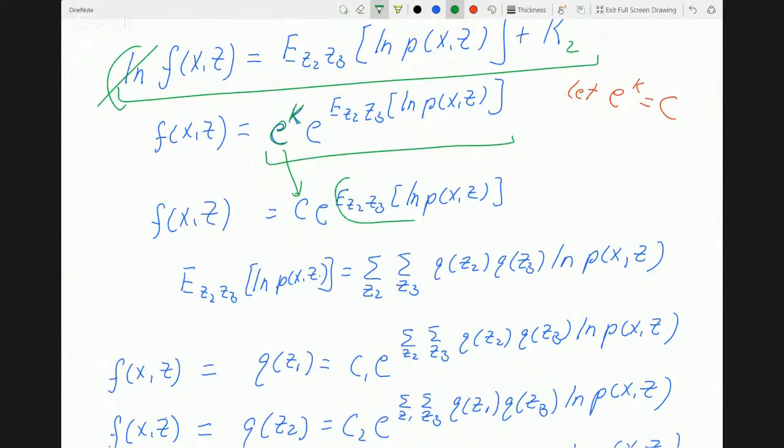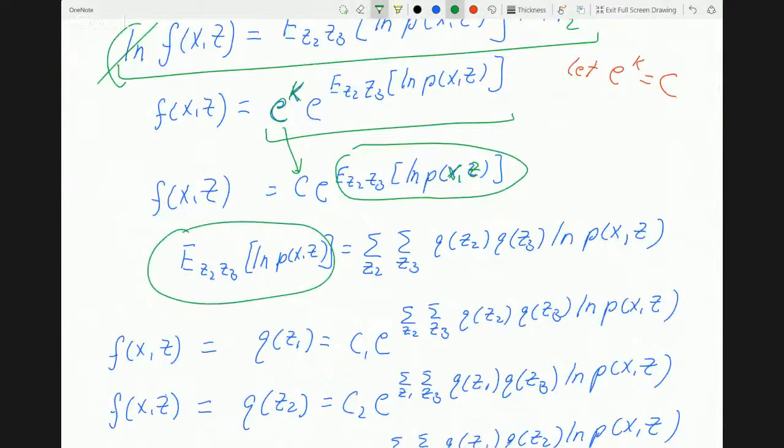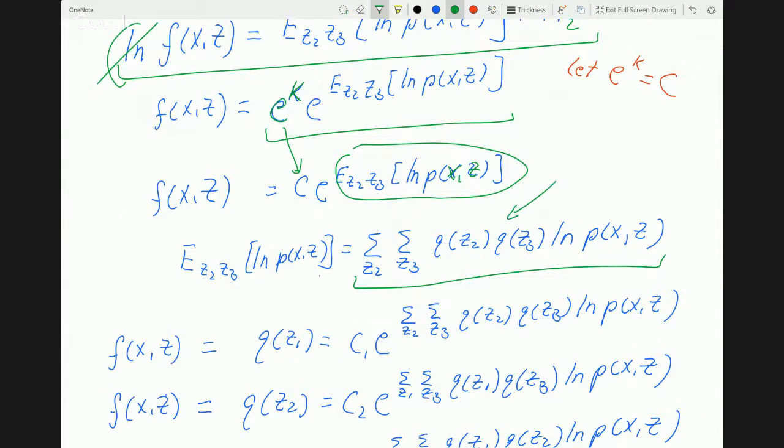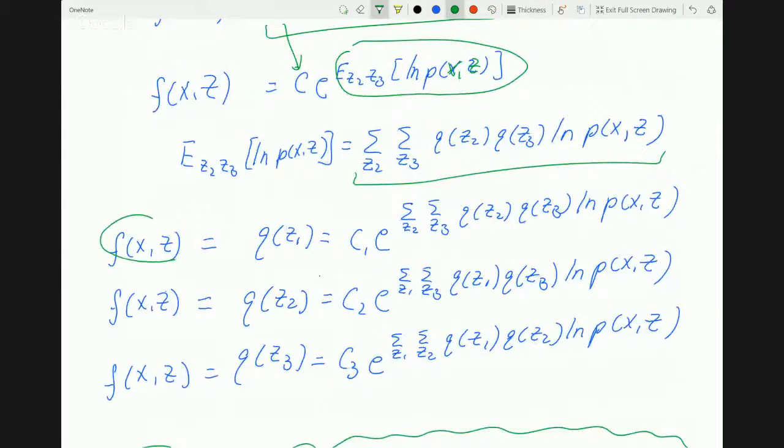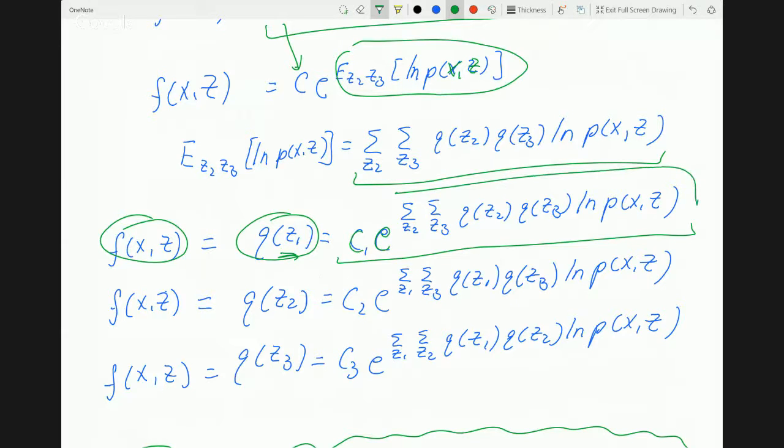And now here's the expectation of log of x and z. If you remember, this expectation was equal to this here, some PDF and some function. So what I'm saying is, therefore, f of x and z, which is equal to QZ1, is equal to this function here. We have the constant, the expectation, the summation of this whole thing.